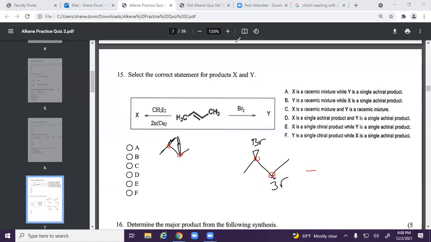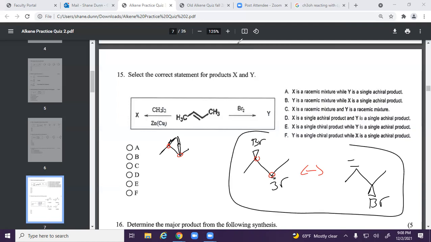Because this also can form this guy too. So this is our Y product right here. What is that considered? If it can be both product one and product two at the same equal rate, what is that? Basically, this guy here is trans. If you add Br2 to a trans molecule, it forms a meso compound. And is meso chiral or achiral? So Y has to be achiral. So I eliminated three answers just by looking at it.